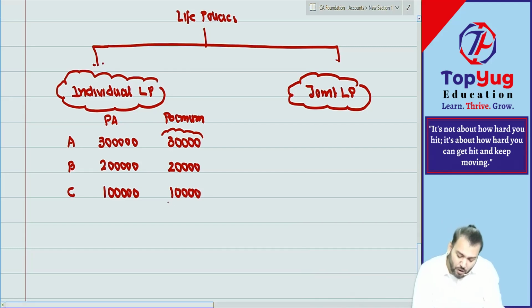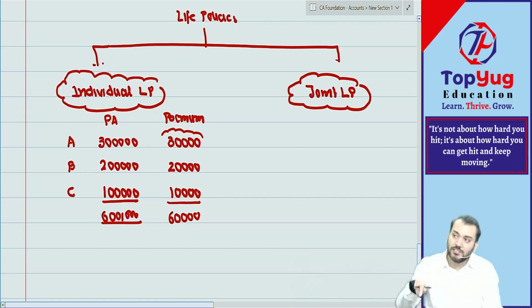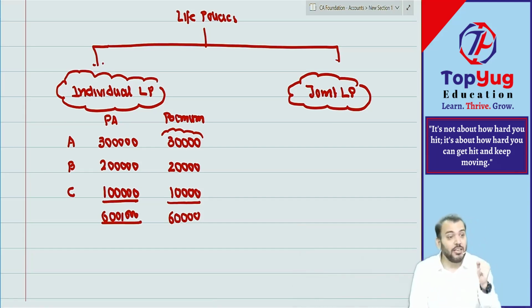So you only say how much total premium is paid and what is the total amount assured. 6 lakh now. Now in this case, if A died, how much amount is receivable? But can I say we are paying premium for 6 lakh, but we are getting 3 lakh? So there is some loss for the partnership firm. Therefore, the concept of joint life policy came into act.